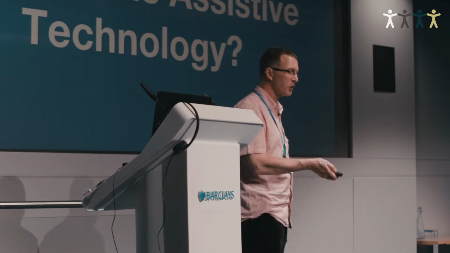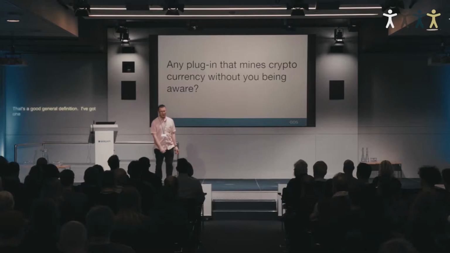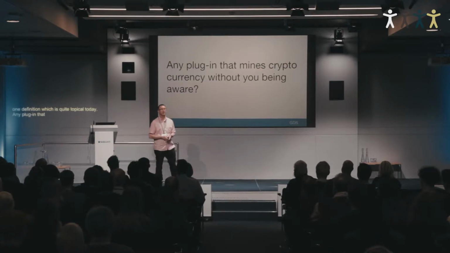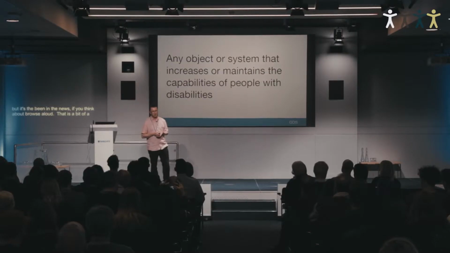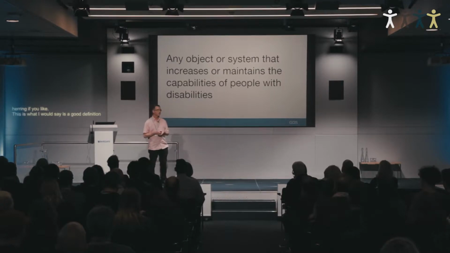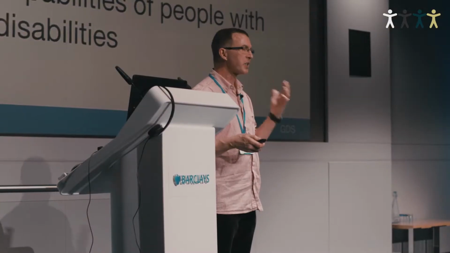I've got one definition which is quite topical today. Any plugin that mines cryptocurrency without you being aware. It's not really that, but it's been in the news, obviously, with things about browser loud. That's a bit of a red herring, if you like, but this is what I would say is a good definition of assistive technology: any object or system that helps or maintains the capabilities of people with disabilities or any kind of needs, anything that makes life easier in many different ways.